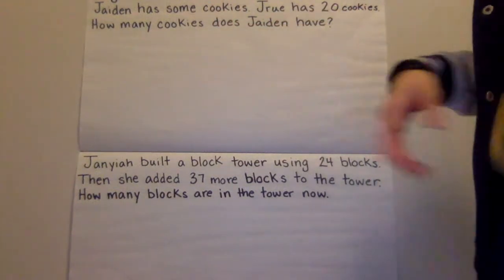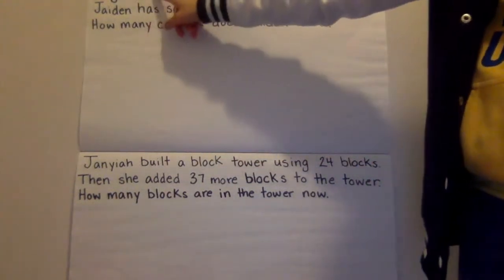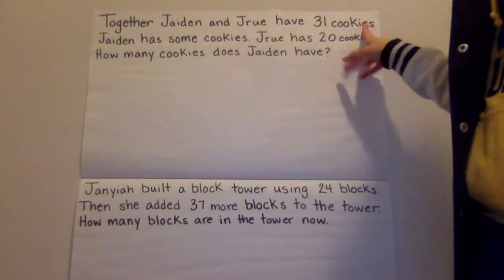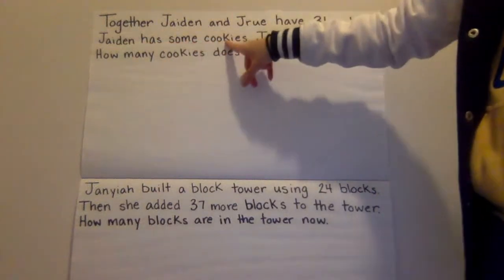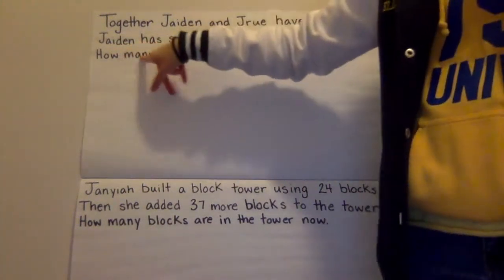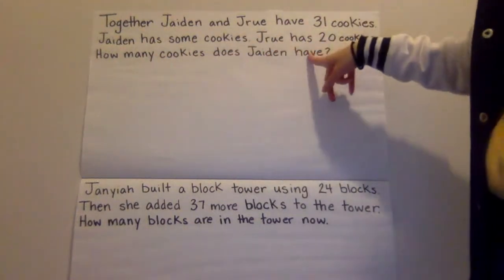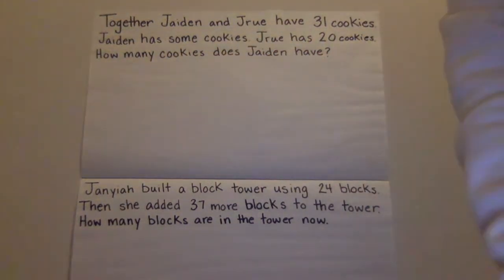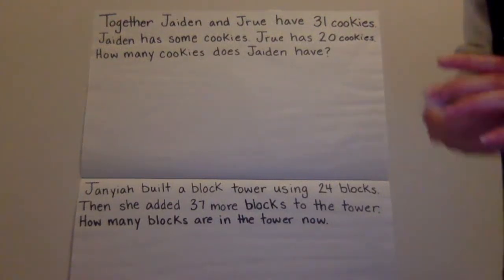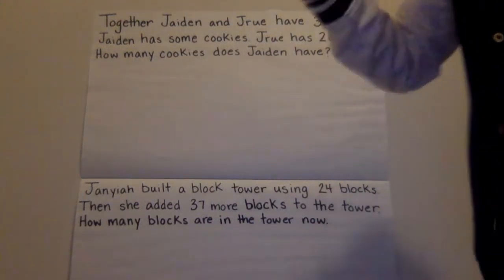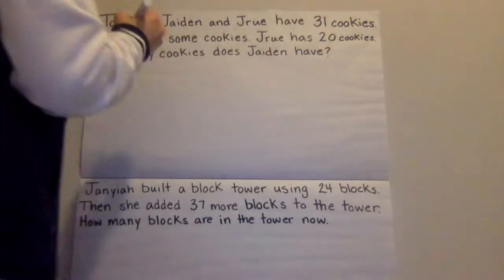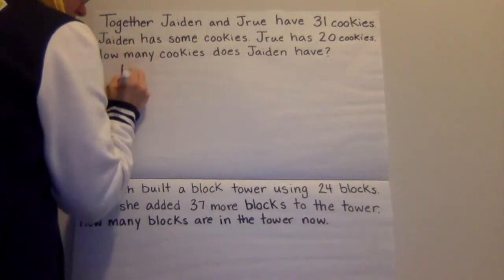Let me read it one more time. Together, Jaden and Drew have 31 cookies. Jaden has some cookies. Drew has 20 cookies. How many cookies does Jaden have? So let me go ahead and draw my tape diagram. Get your pencils ready to draw it with me. Not too big.